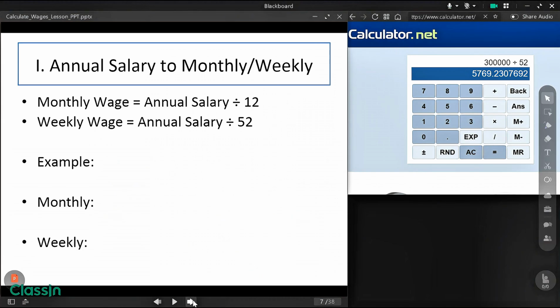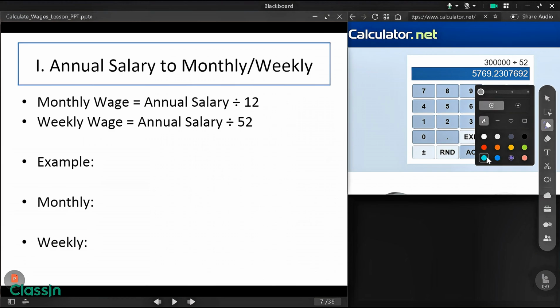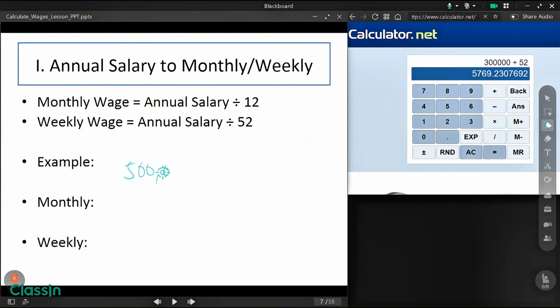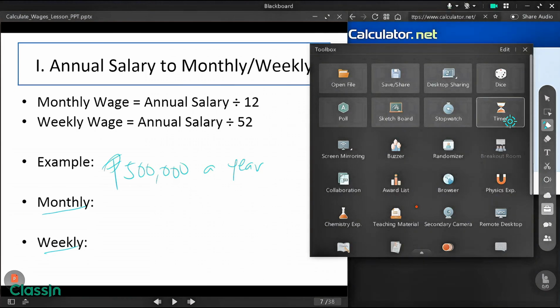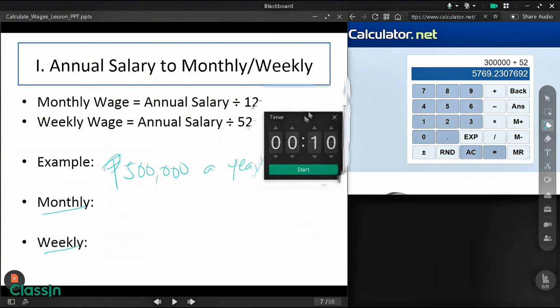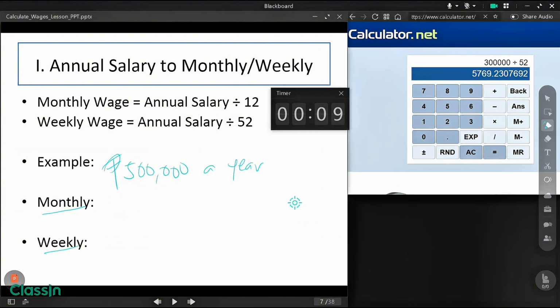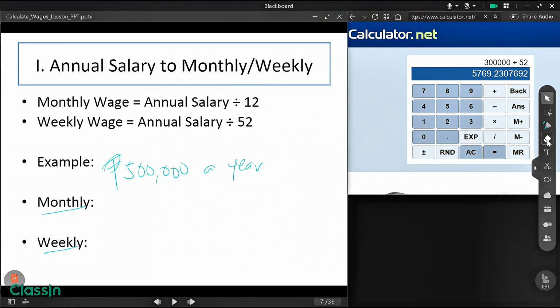Okay, now it's your turn. Can you find your monthly and weekly wage if your annual salary is 500,000 pesos? You can do it for 10 seconds. Your timer starts now. Okay, time's up. So let's try to solve it.